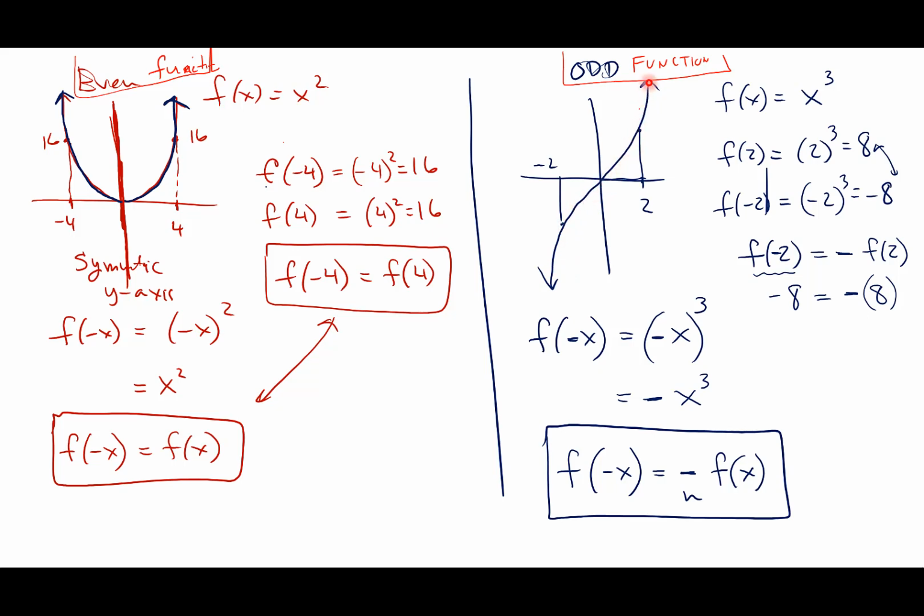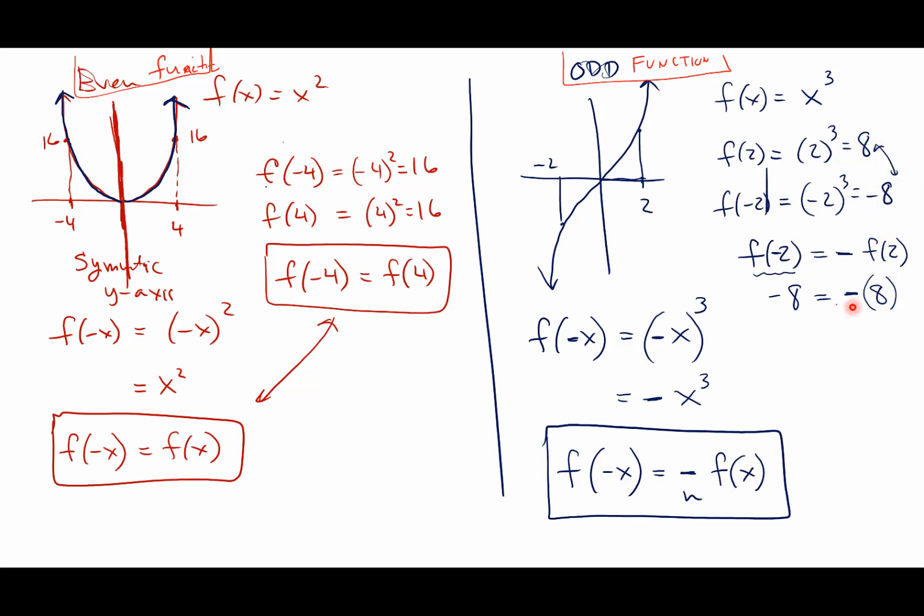Alright, let's do an example here. What happens if you plug a positive 2 and a negative 2 into this? Plugging a positive 2 into this function, f of 2 gets you 2 to the third power, which gives you an 8, right? 2 times 2 times 2. But plugging a negative 2 into the function gets you negative 2 times negative 2 times negative 2, or a negative 8. So notice there is a connection here. These numbers are exactly the same, except they're just opposites of each other.